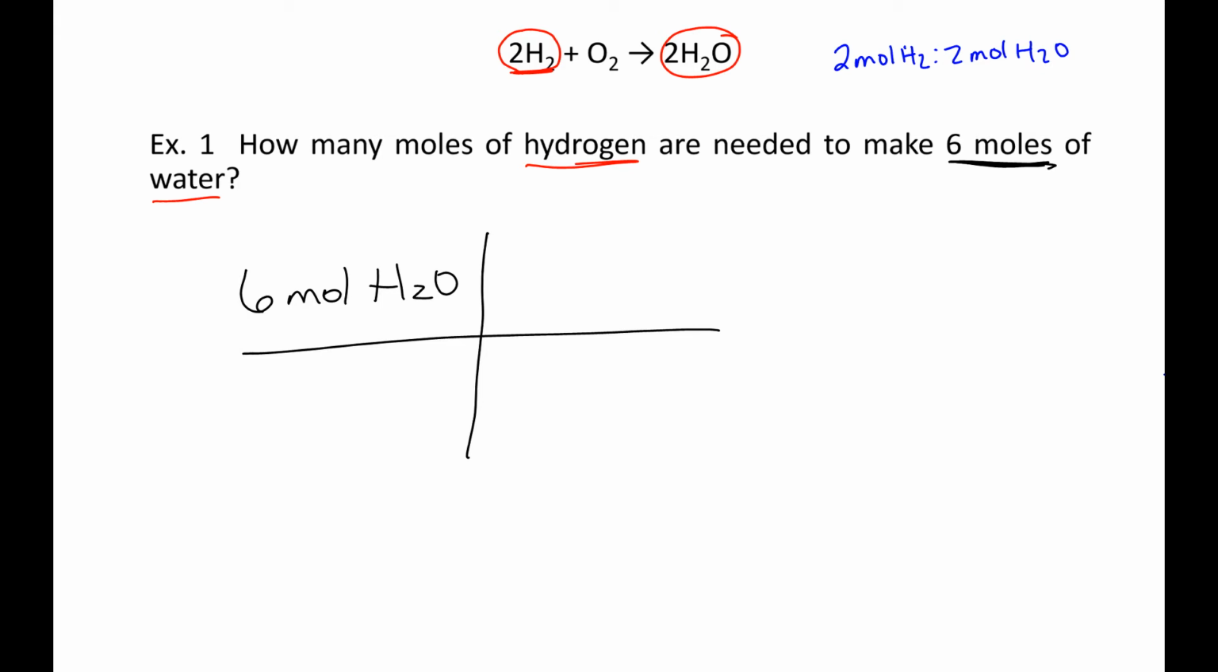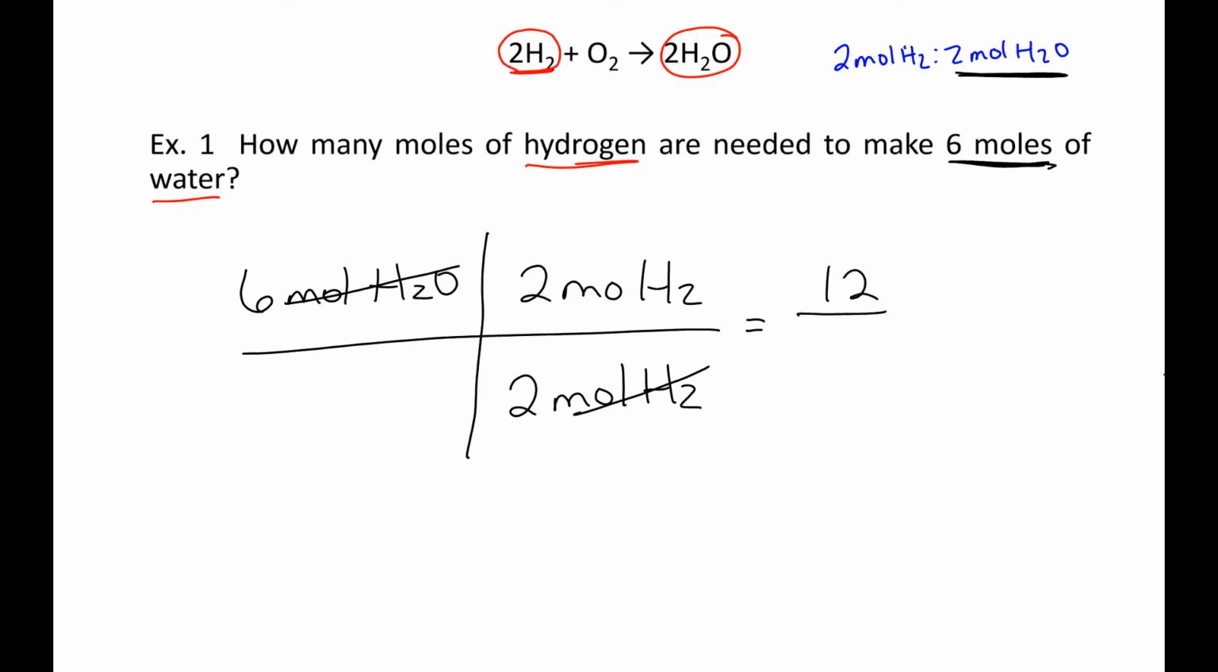And if you remember correctly, in order to make something disappear, you have to put it on the bottom if it's on top already, because something divided by itself gives you 1. So this 2 moles of water we're going to put at the bottom, and that cancels the moles of water. And then we put 2 moles of H2. And now we're left with moles of H2. Okay, so then we do 6 times 2 is 12, divided by 2 is 6. So we get 6 moles of H2. Hopefully this is pretty simple so far.